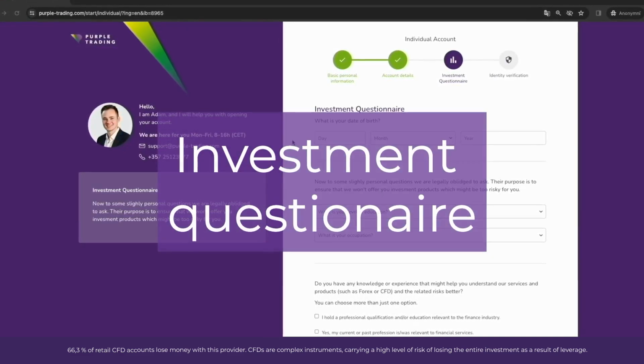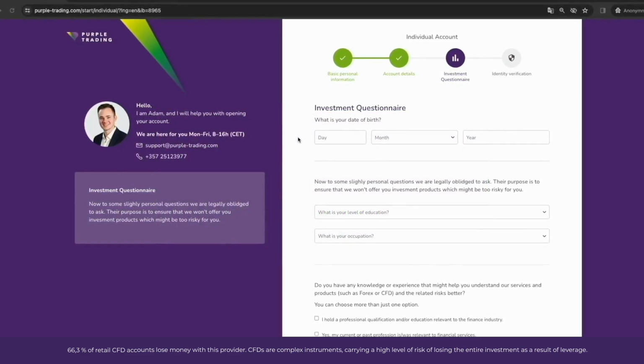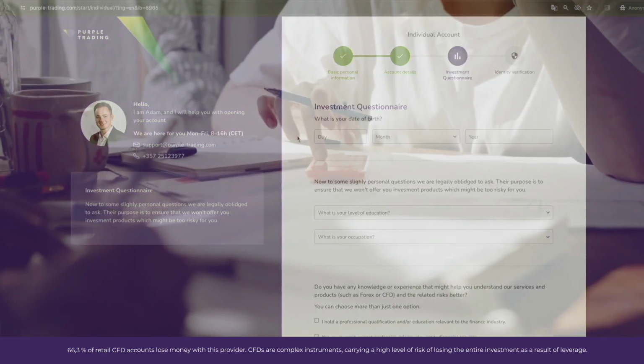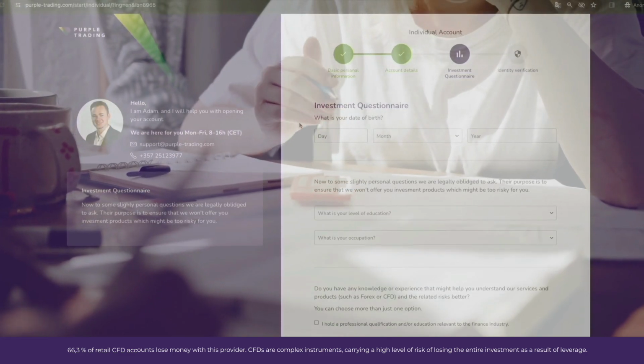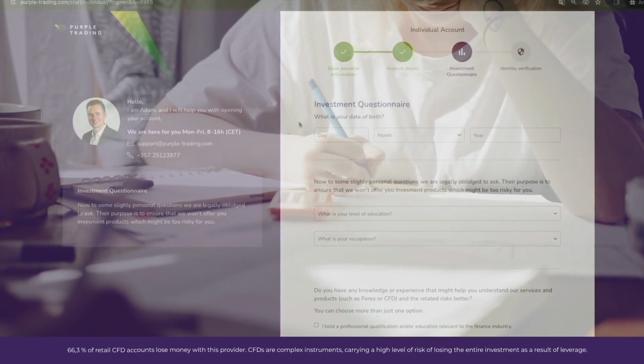The investment questionnaire, which you will find on the third page of the registration form, is important to understand your investment experience, knowledge and risk tolerance. This section is not only a legal requirement, but also helps us ensure that the services we offer you are suitable for your investment objectives and experience.